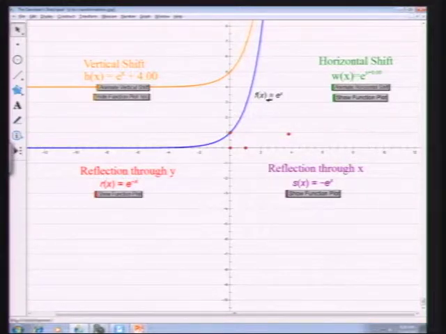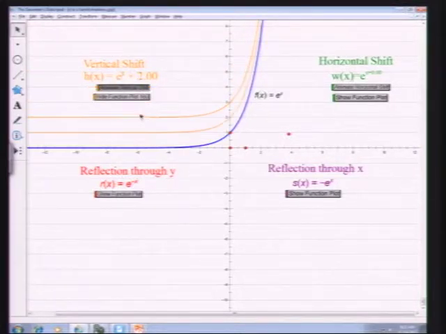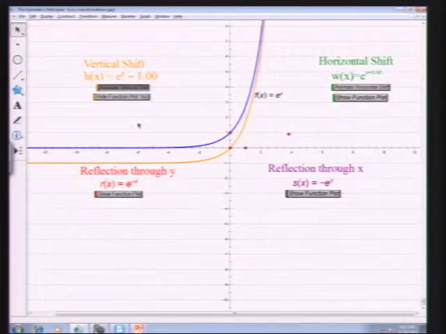As you look on your original function, f of x equals e to the x, we have the point 0, 1 right here. If you will look, when we have e to the x plus 4, that point has now gone up 4 units. Hence a vertical shift up 4 units. Pay attention to this point on the y-axis as we continue the animation. And notice that point is changing with the number that we have.